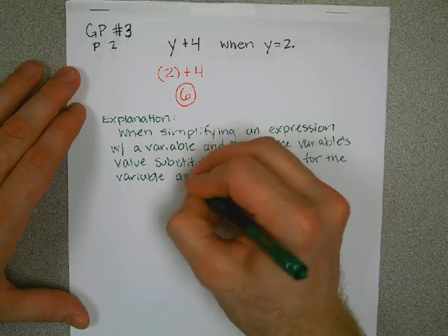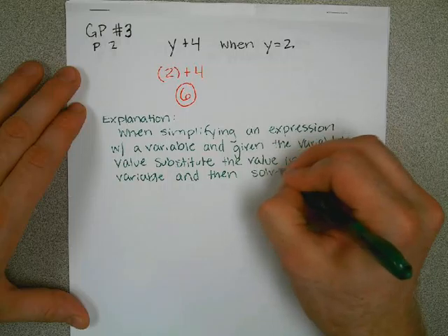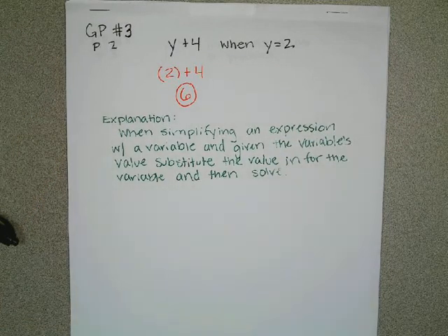Now I just modeled one way that you can write this. You can use an explanation as is. You can use first person as well. Like, I simplified the expression by substituting 2 in for y and then solved it. That's another way that you can write your explanation.